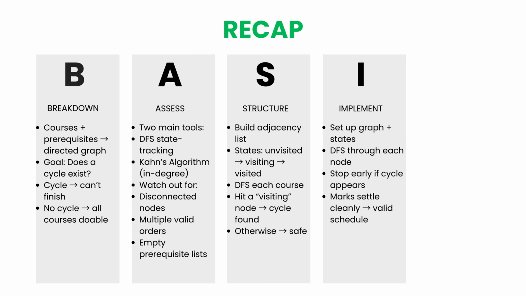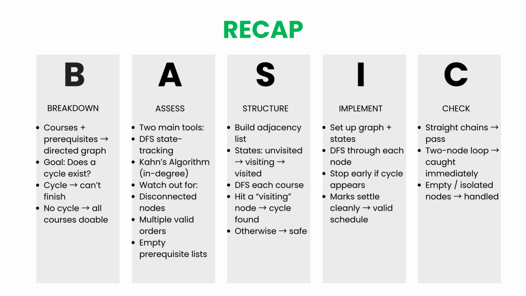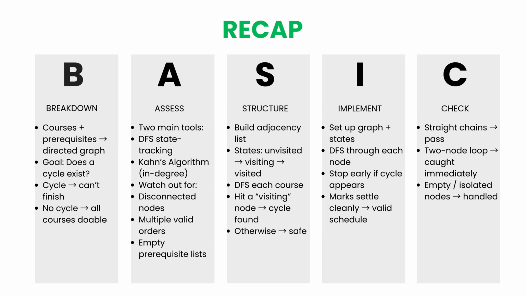Implement recap. We built the graph, initialized a state array, and ran DFS across all nodes. We stopped early whenever a cycle appeared. The implementation ran correctly on LeetCode. Check recap. We tested successful chains, failing cycles, and edge cases such as empty prerequisite lists and disconnected components. The solution behaved correctly across all scenarios.